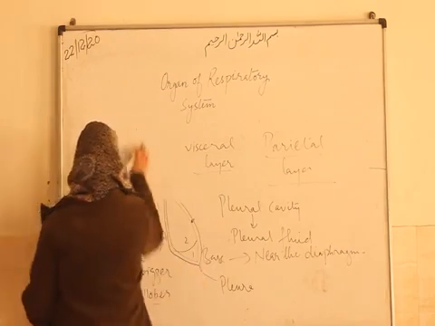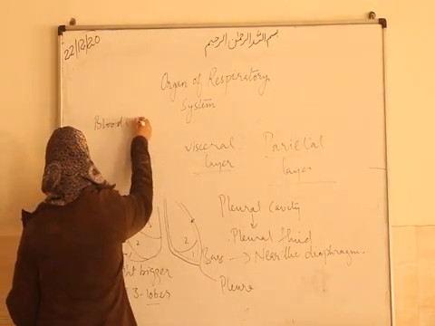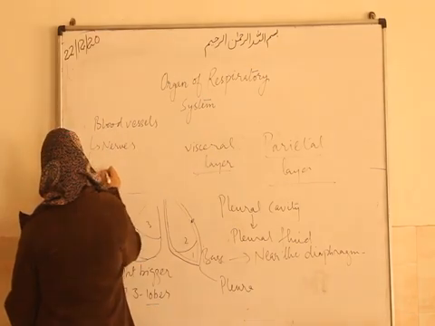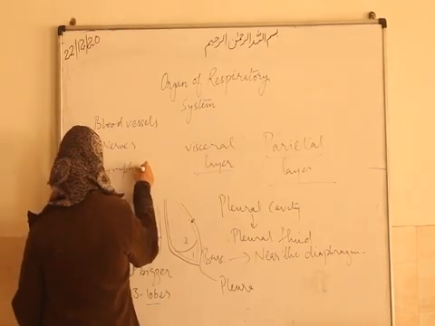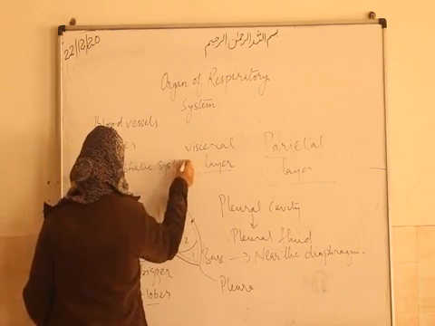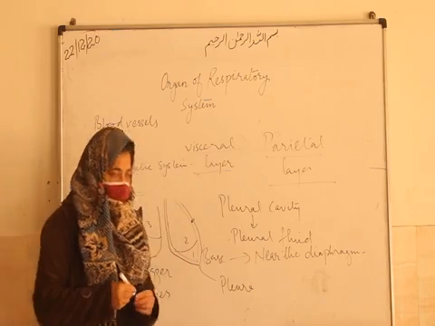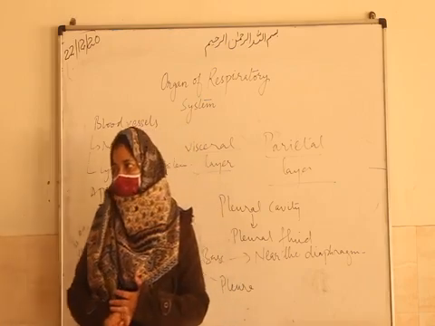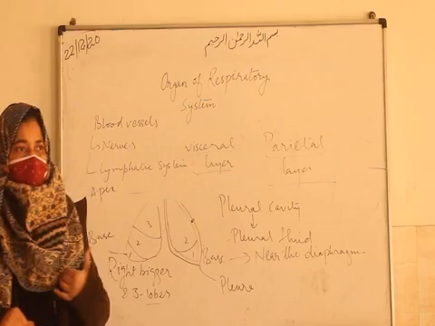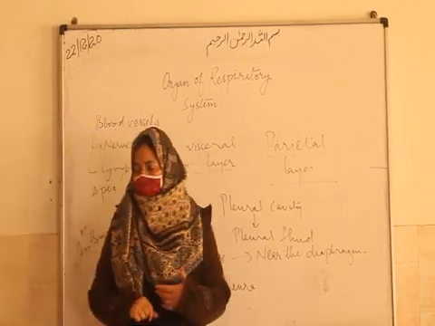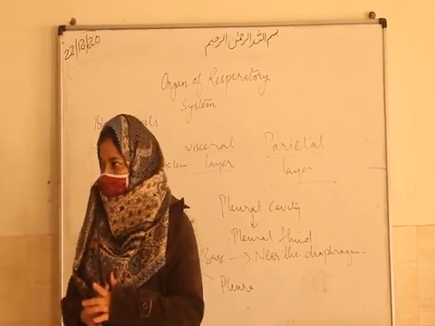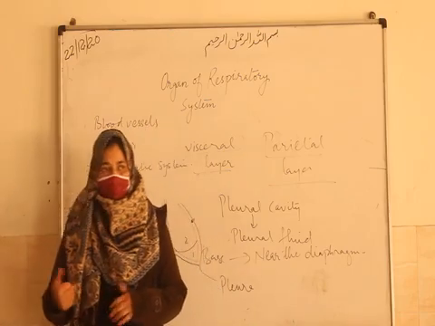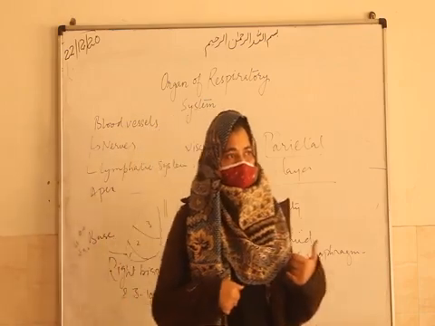So what other things are there in this? Blood vessels, then nerves and lymphatic system. As the blood circulatory system is made up of the heart and blood vessels like arteries, veins and capillaries, the lymphatic system is made up of lymph in place of blood, then lymph vessels and then lymph nodes.